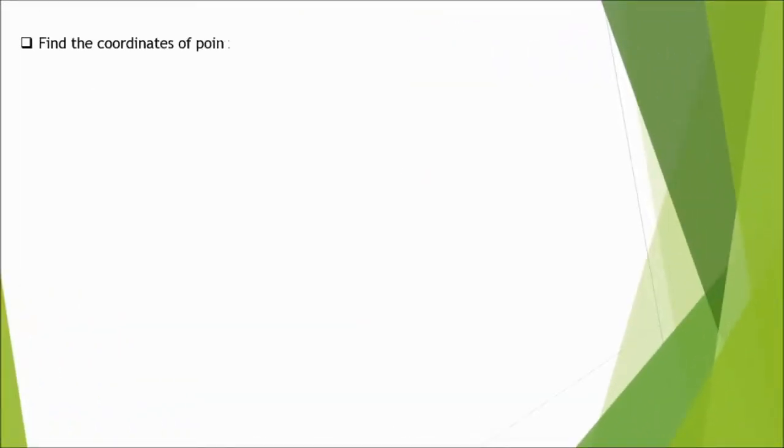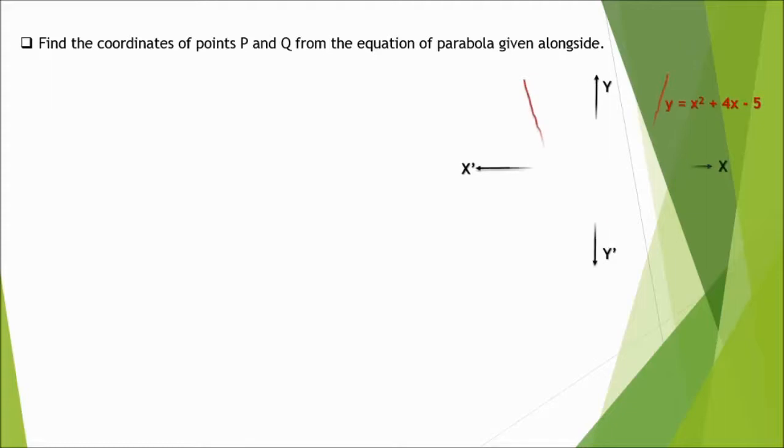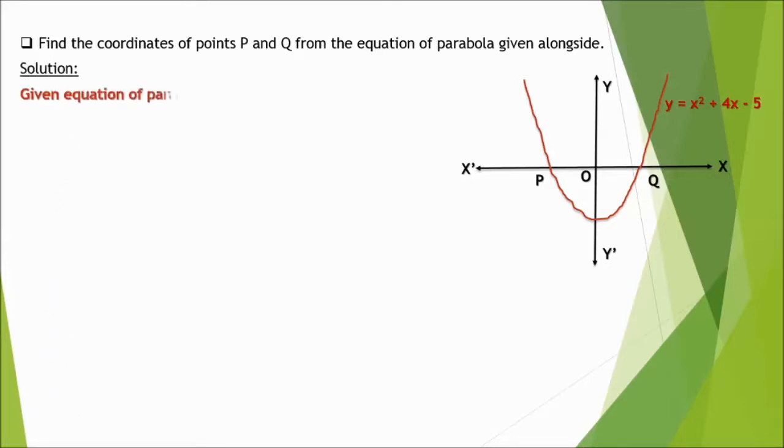Find the coordinates of the points P and Q from the equation of the parabola given alongside. Now, the parabola is there, and the points P and Q are on it; the equation of the parabola is also given. P and Q are 2 points which are on the x-axis. That means the value of y will be 0. If the points are on the x-axis, then the value of y will be 0. So we are going to use the same concept.